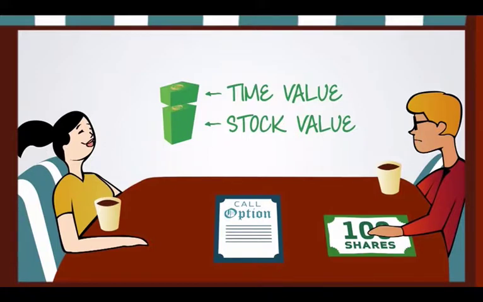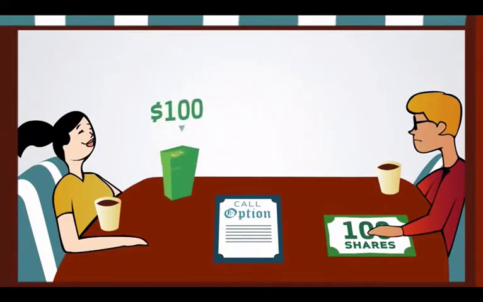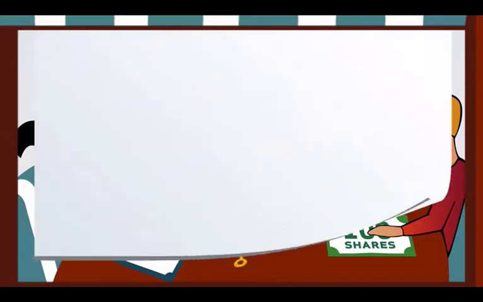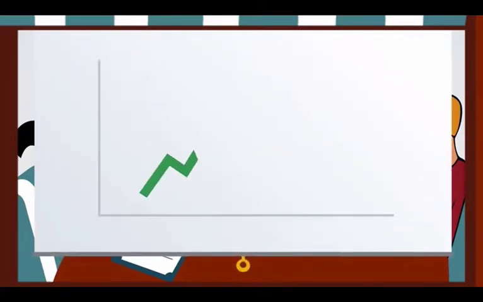For the seller of the contract, this premium can be a nice payday, but also helps to offset the risk of losing the stock. For this example, let's assume the premium is $100. Our buyer pays the $100 and purchases the contract. Now let's examine what could happen to this investment.